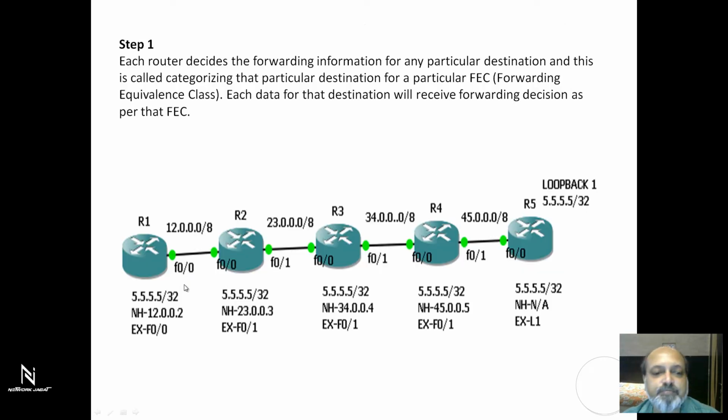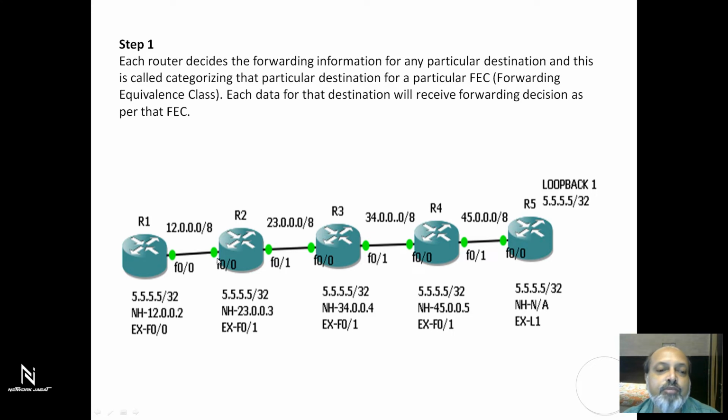Now whenever a data is coming from R1 with 8847 or 8848 hexadecimal value in its ether type field of the data link layer header, whenever R2 sees that, R2 understands that this is an MPLS data.